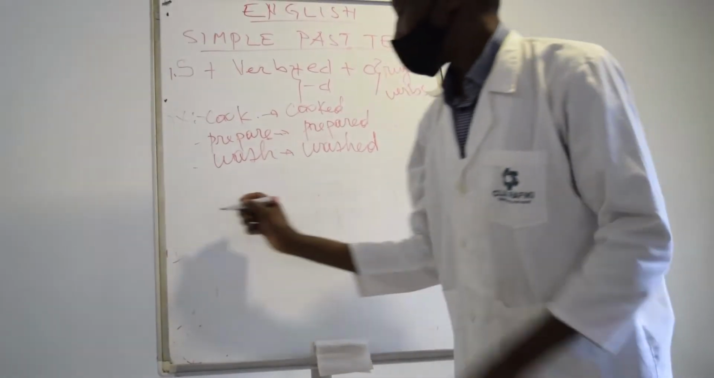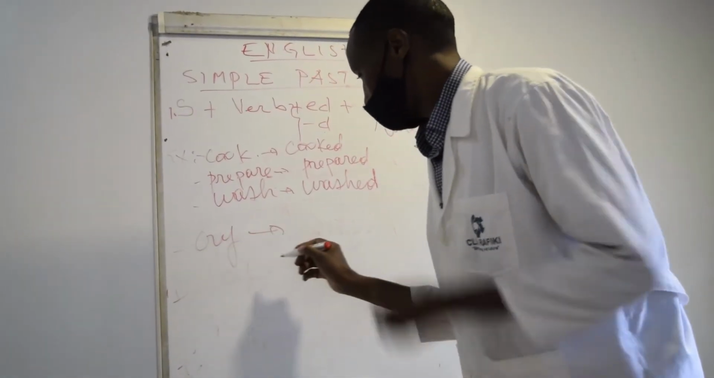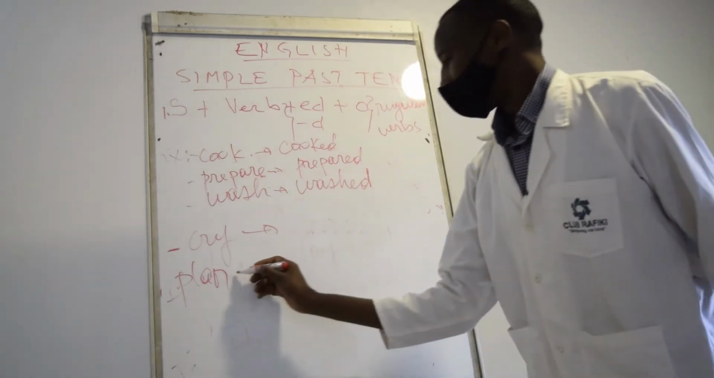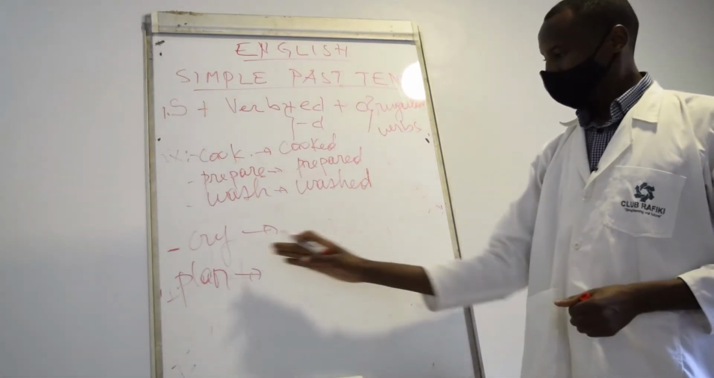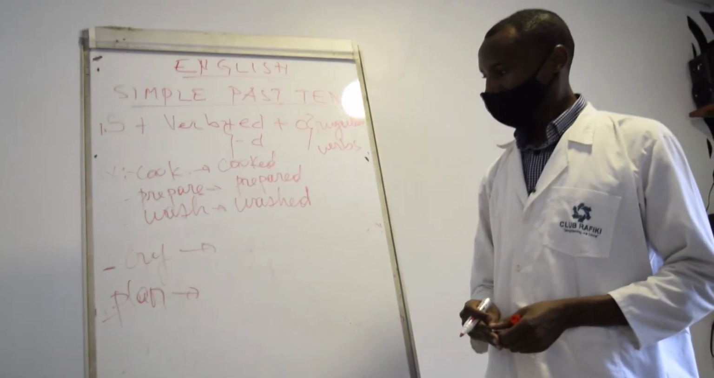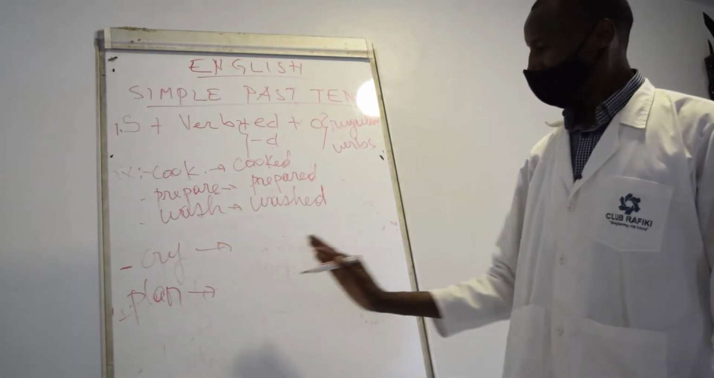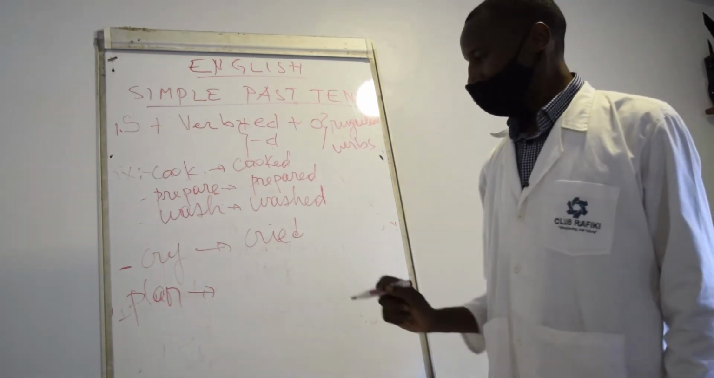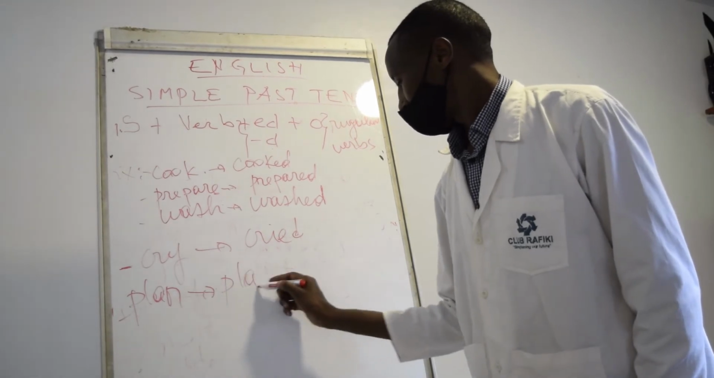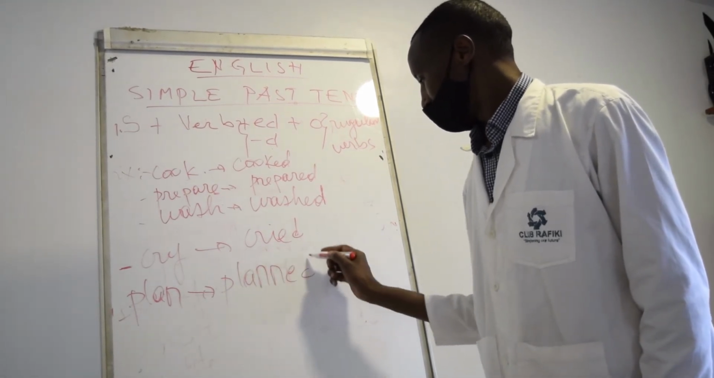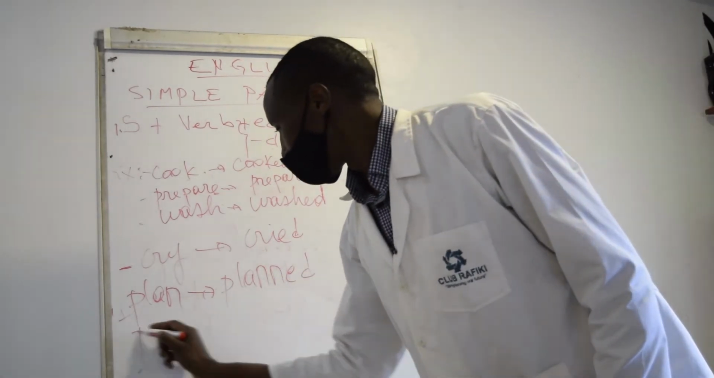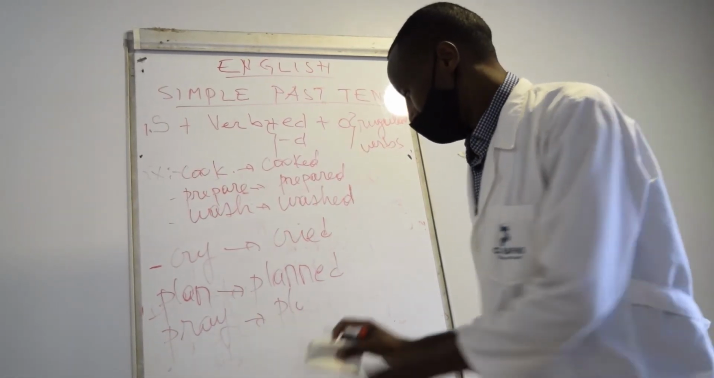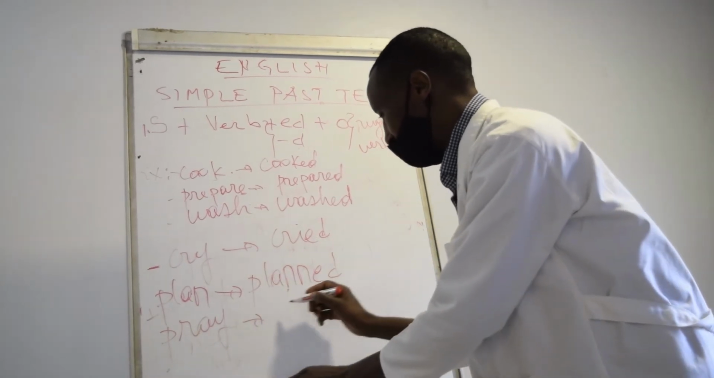Now, who can put these verbs in the past? The verb to cry? The verb to plan? How do you put them in the past? You replace Y with I. Here it becomes cried. For plan, it becomes planned, with a double N. And the verb to pray becomes prayed.